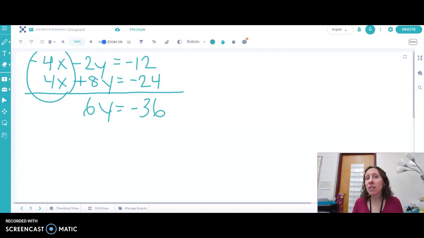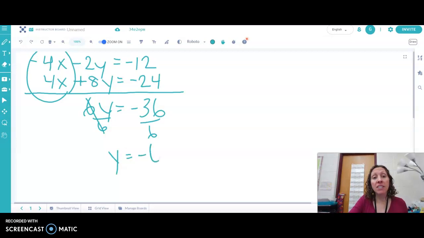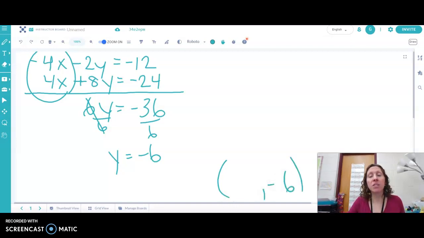Now it's really easy to solve for y. 6 times some number is negative 36. So we can either guess or we could divide both sides by that 6. So we have 1y is equal to negative 6. So now we know what y is. So if we're having our coordinates, that second number is negative 6.